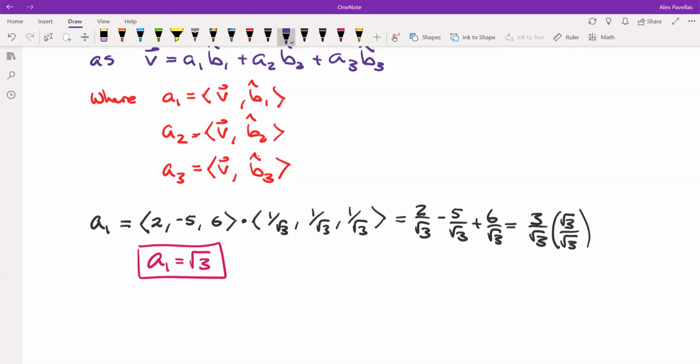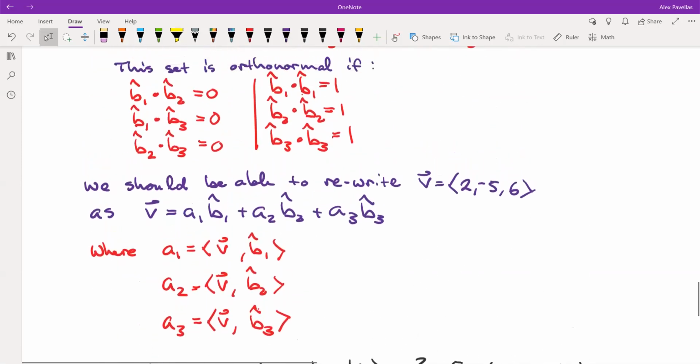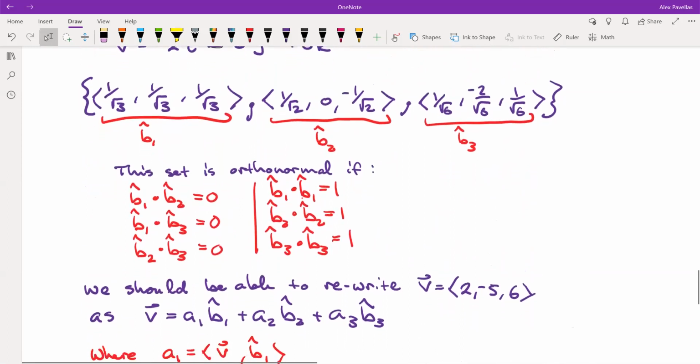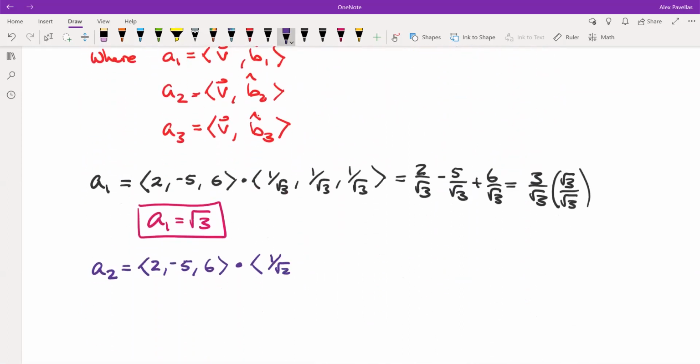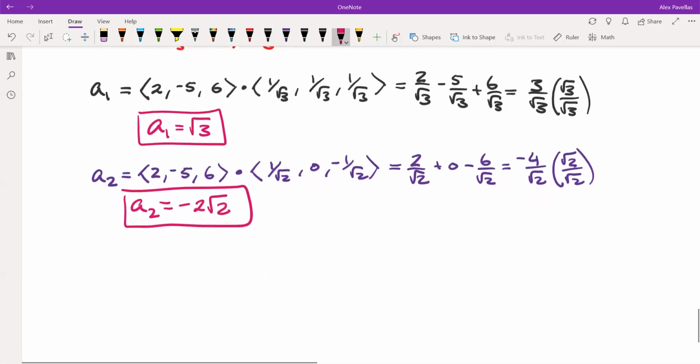So then what's A2? A2 would be the dot product of our vector with the second basis vector, B2. It was 1 over root 2, 0, minus 1 over root 2. If we work this out, this is 2 over root 2 plus 0, and then minus 6 over root 2. Clean that up a little bit, that's minus 4 over root 2. If I rationalize, root 2 over root 2, A2 is minus 4 times root 2 divided by 2, so minus 2 root 2. Okay, so there's our A2.